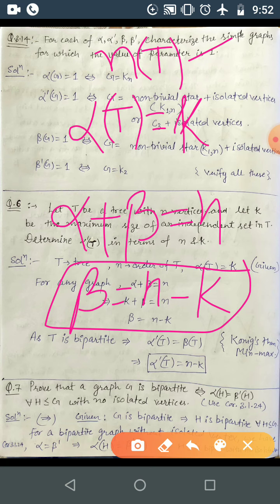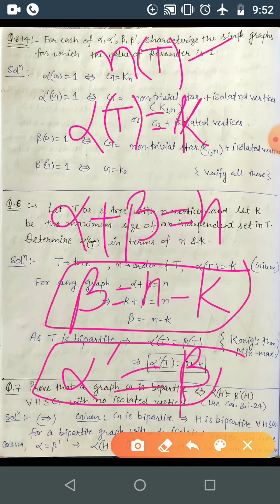Now beta you got. You want alpha dash. And how can we get alpha dash from beta? Alpha dash is equal to beta in case of bipartite graph. Correct. And T is a tree, and every tree we know is a bipartite graph with at least 2 order. So here it will be equal to n minus k.